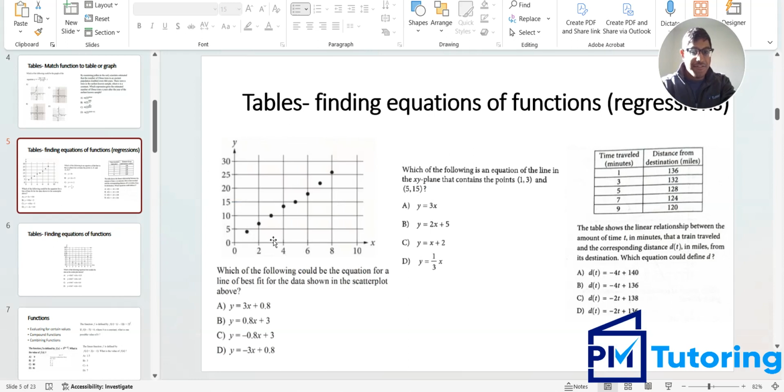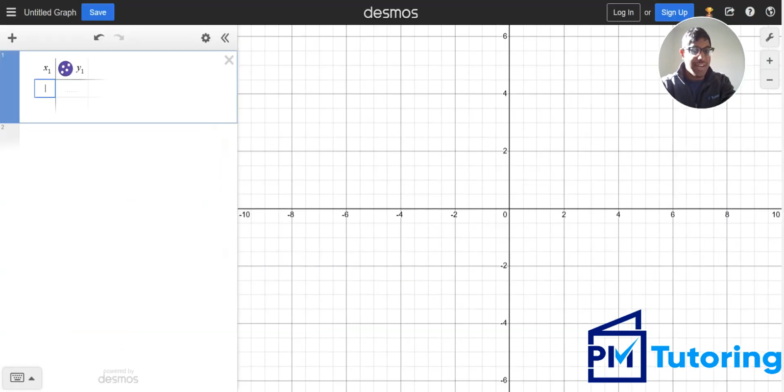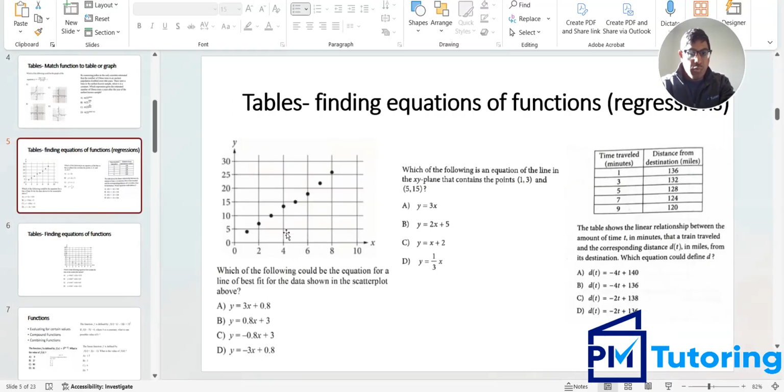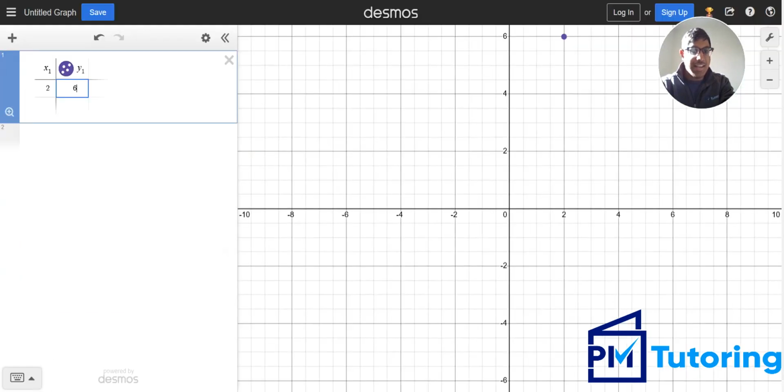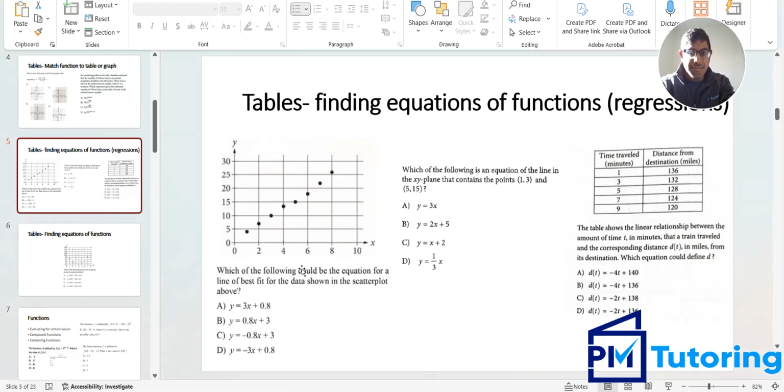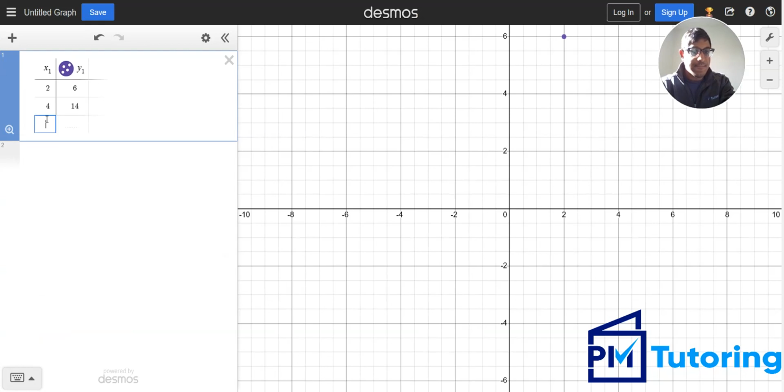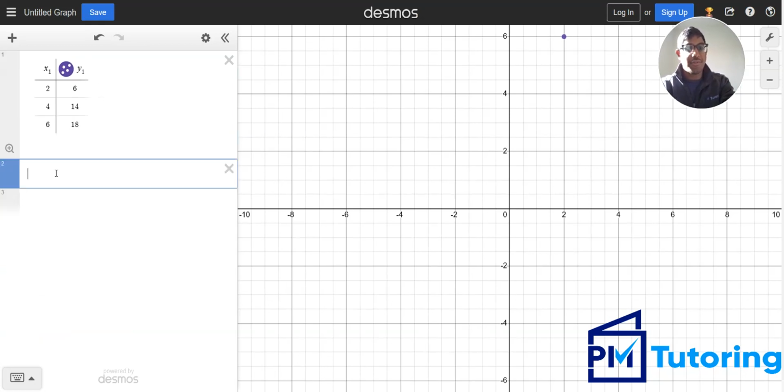So this looks like we have 2, comma, let's call that about 6. So we'll type in 2 over here and 6 over here for the y value. And we have 4, let's call that about 14. So we go back, this is 4, and this is 14. And we could do 6, let's call that 18. So now we use what's called a regression to find the equation of this line from the points.